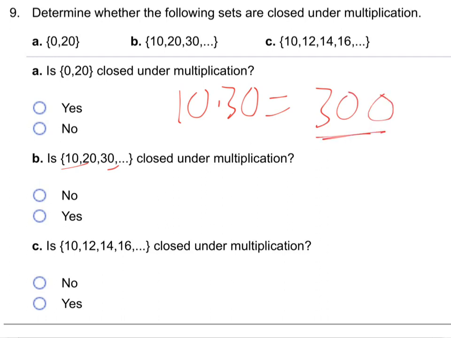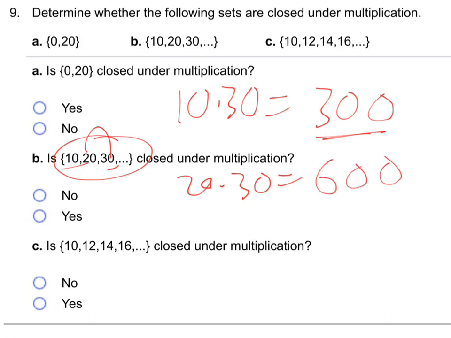So is 300 going to be one of the numbers that's in that set? Well, yeah, it is, every multiple of 10. Right? Well, okay, how about 20 times 30? What would that be? Yeah, 600. It still works, ending with 0. You're always going to get a number ending with 0. Right? So yes, this one is closed. There's no way to get out of those numbers, is there? There's no way to get out of those numbers by multiplying. So we would say this collection of numbers is closed under multiplication.